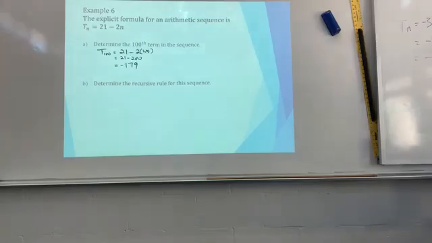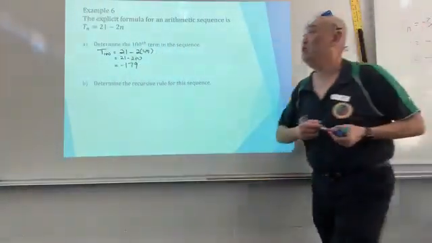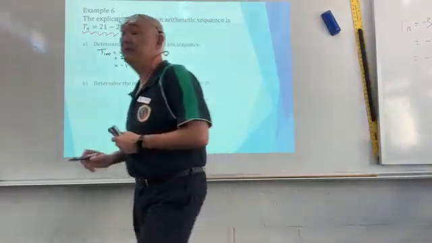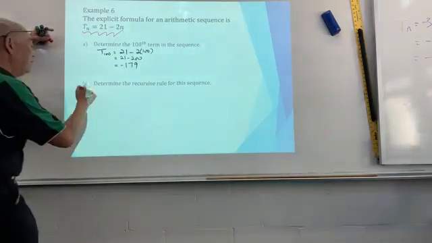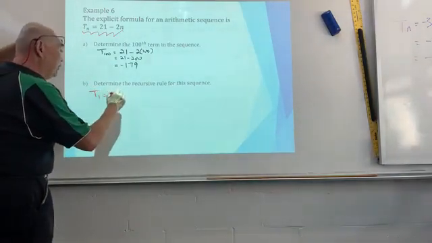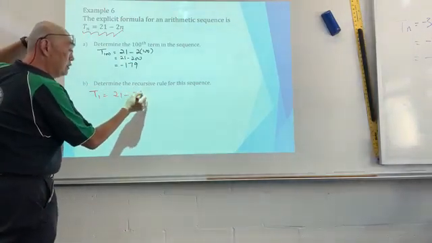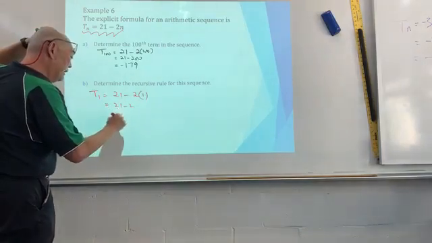Use the information here. You know the recursive rule, you've got to specify T1. So T1 is therefore 21 minus 2 times 1, which is 21 minus 2, which is 19.